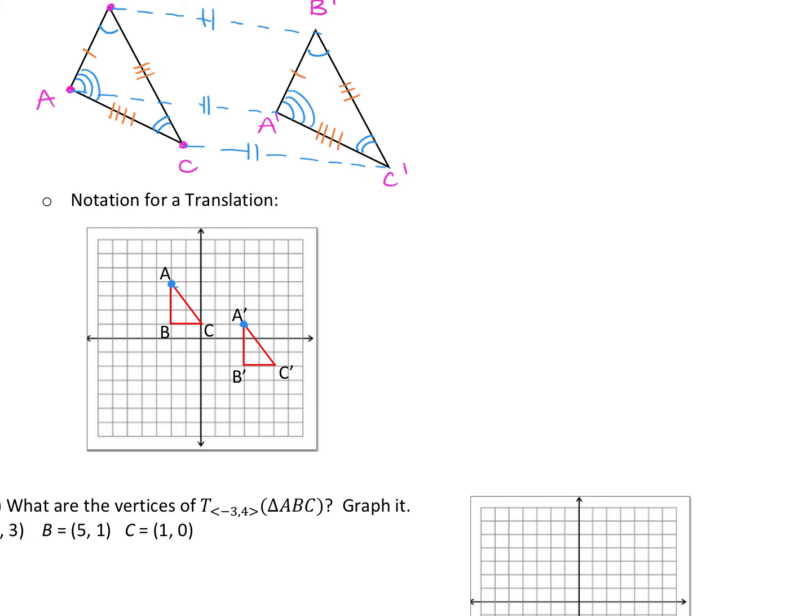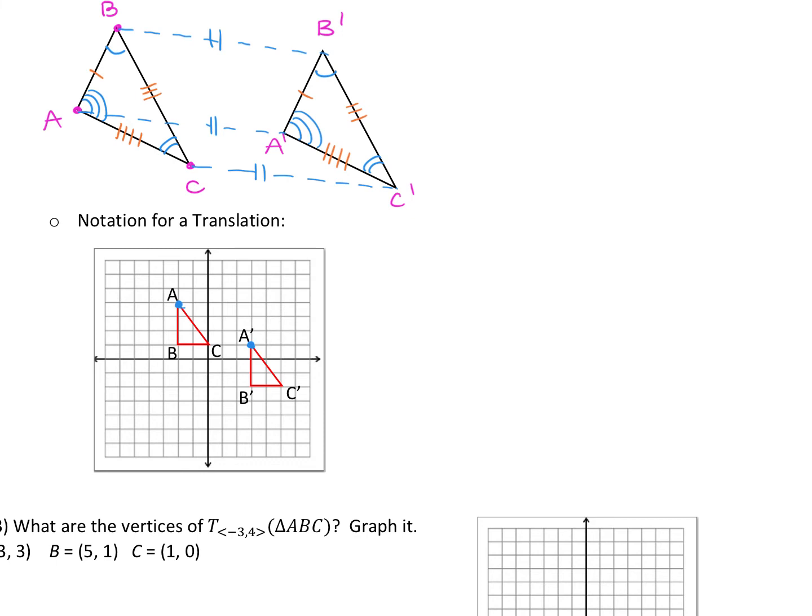So let's think about this. If I'm at A and I want to get to A prime, I'm going to go 1, 2, 3, 4, 5 to the right. And then I'm going to go 1, 2, 3 down. That means for every set of points, that's what I did. I went 5 to the right and 3 down. Basically what I'm saying is take your X value and add 5. Take your Y value and subtract 3, right? If you're going down, it's subtraction. If you're going up, it's addition, okay?